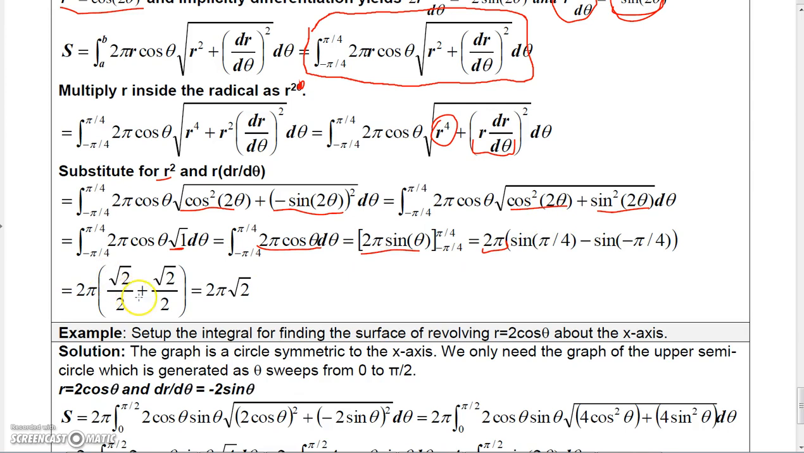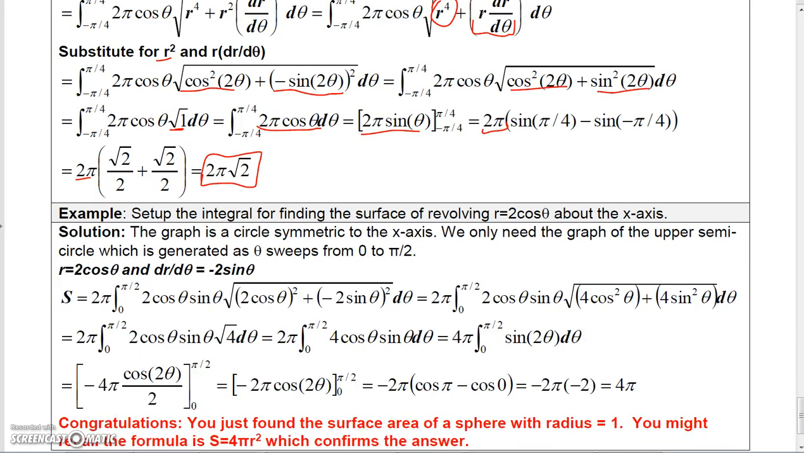So we actually have plus square root of 2 over 2. Actually, square root of 2 over 2, I mean. So we have square root of 2 over 2 minus square root of 2 over 2. So that's going to be square root of 2 over 2 plus square root of 2 over 2. So that's just going to be square root of 2. So we have 2 pi square root of 2 for our surface area.